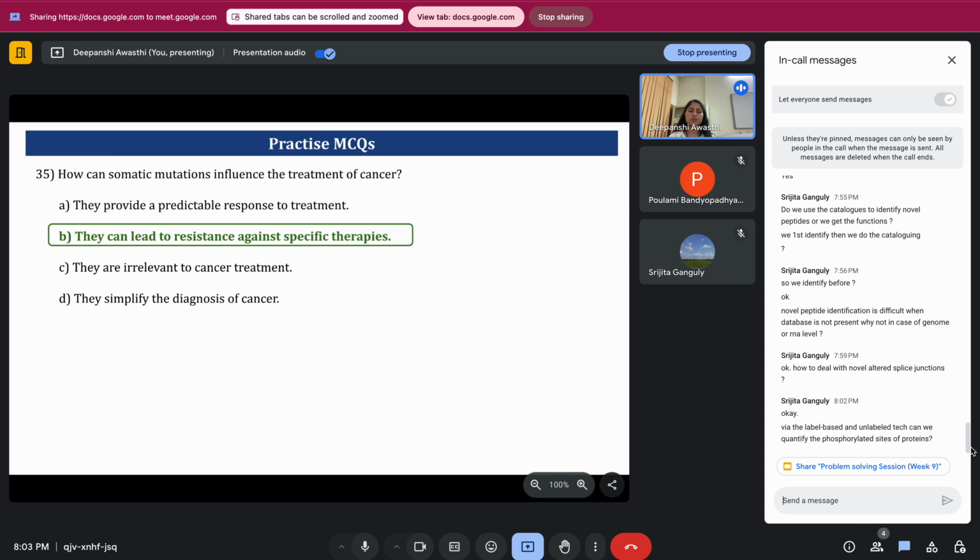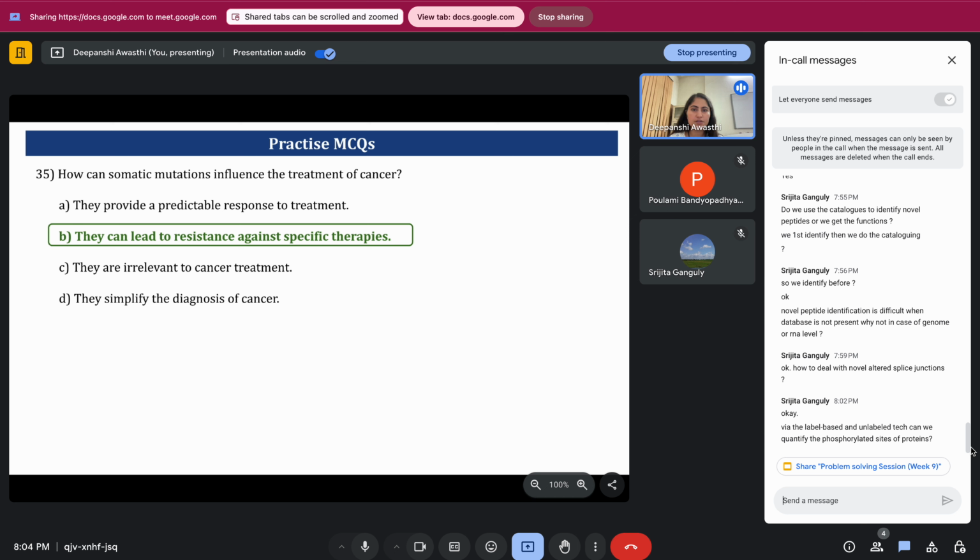If you have exact information, you can quantify it, and you can also identify those sites as well. After the fragmentation results, you will be able to know exactly the positions where that phosphorylation is happening. So label-based and unlabeled techniques have nothing to do with phosphorylation. You can do it without those techniques as well. This is only what I want to mention.